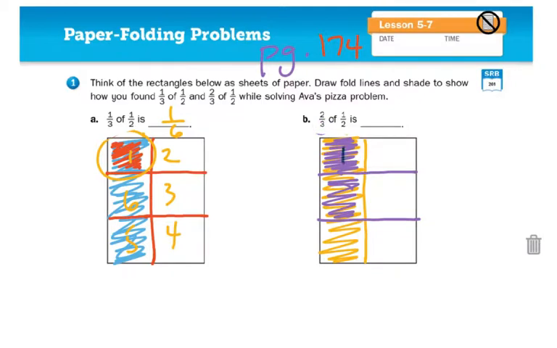Well, how many equal parts? 1, 2, 3, 4, 5, 6. So my denominator is 6. And how many squares or portions of the rectangle are shaded with yellow and purple? 2 of them. So 2/6. Let's continue on.